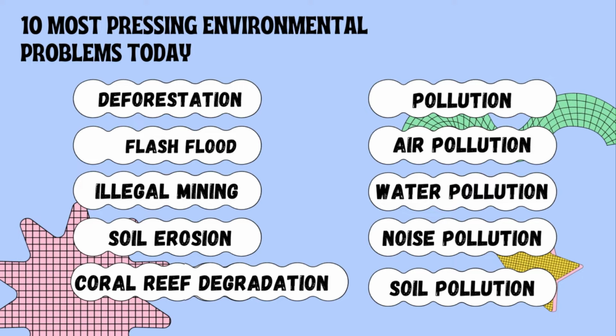First is deforestation. Second is flash flood. Third is illegal mining. Fourth is soil erosion. Fifth is coral reef degradation. And lastly, the kinds of pollution, which are air, water, noise, and soil pollution.